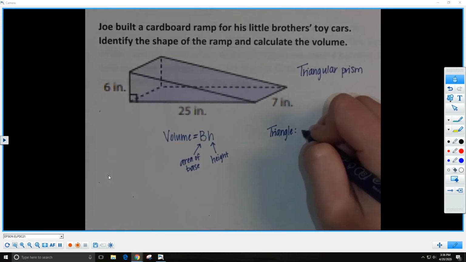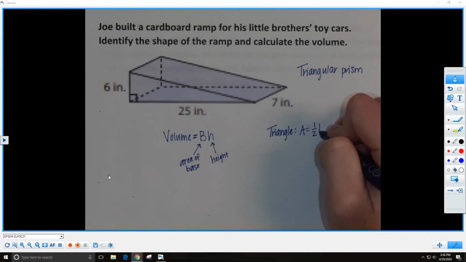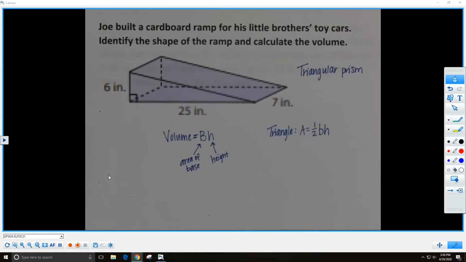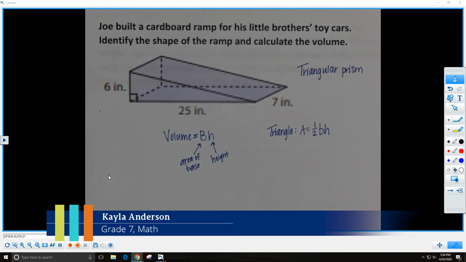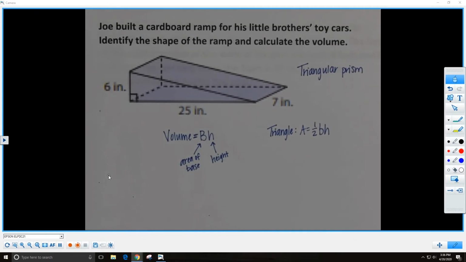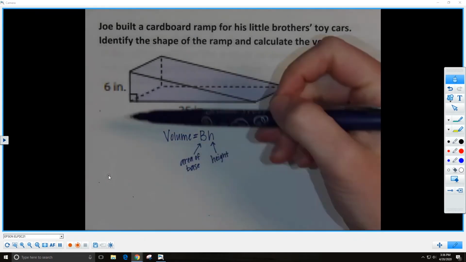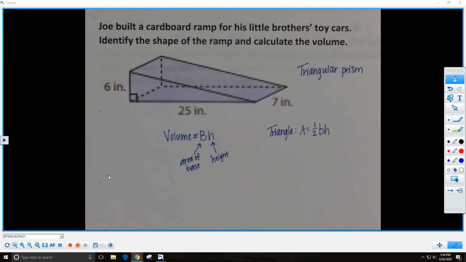Okay, so the area of a triangle is 1/2 base times height. Okay, so now if we look at the diagram, what is the distance for the base of the triangle? Yeah, it's this 25 inches right here. And then what is the height of this triangle? Yep, it's this 6 inches right here. So go ahead and calculate the area of the triangle now that you know the length of the base and the length of the height, and then we'll check.